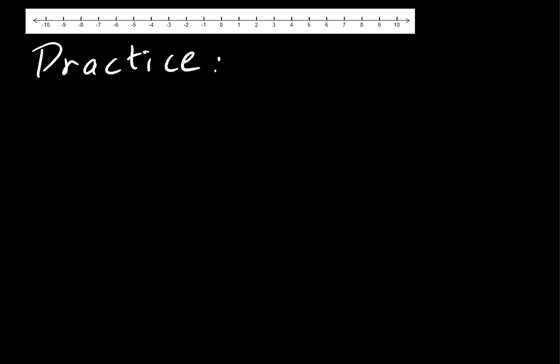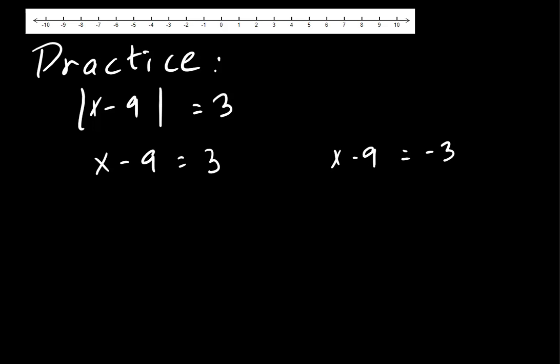Let's do some practice here now, okay? Shall we? So let's get this equation, the absolute value of x minus 9 is equal to 3. So we said either x minus 9 is equal to 3 or x minus 9 is equal to negative 3. So here we get x is equal to 12, okay? Here we get x is equal to 6.